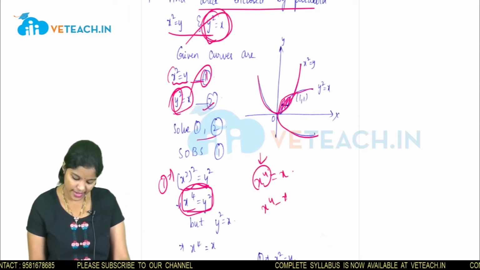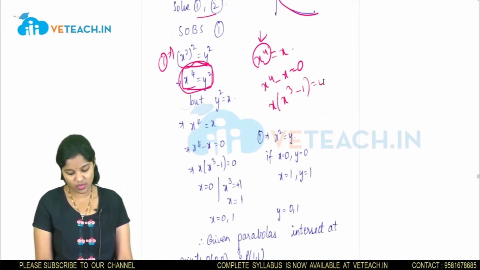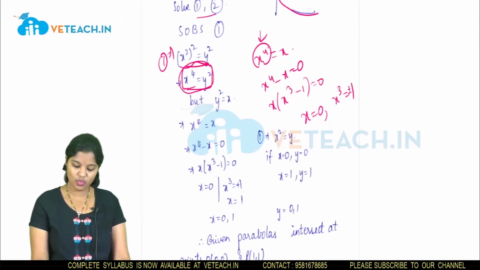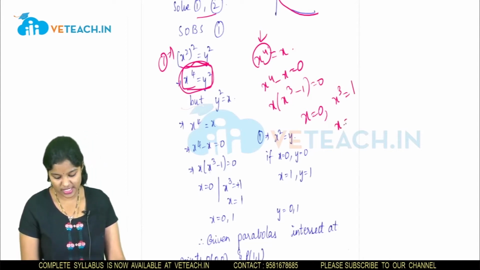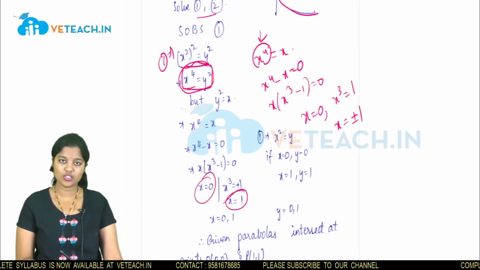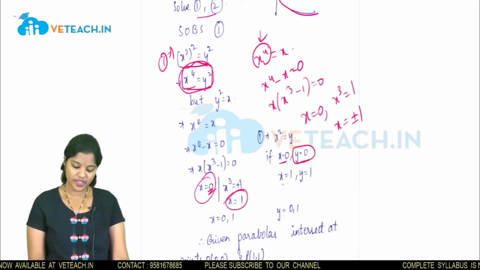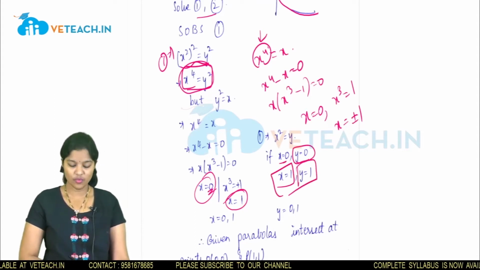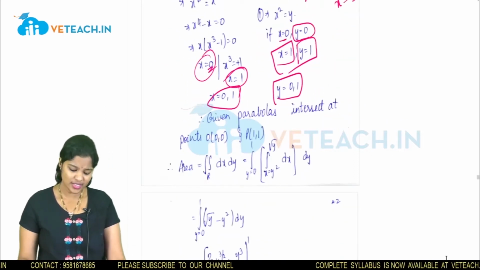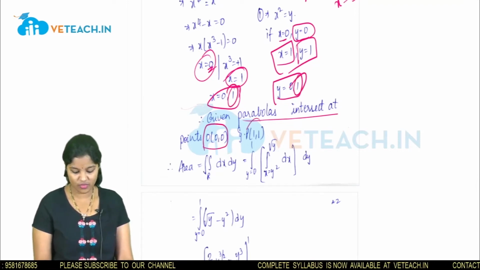That means x power 4 minus x equals 0. Take x as common: x into (x cube minus 1) equals 0. So x equals 0 or x cube equals 1, that means x equals 1. Take the positive value. If x equals 0, what will we get from the first equation? y is also equal to 0. If x equals 1, y is also equal to 1. That means y values are 0, 1 and x values are 0, 1. Here the parabolas intersect at 0, 0, that is the origin, and at the point we solved here, 1, 1.